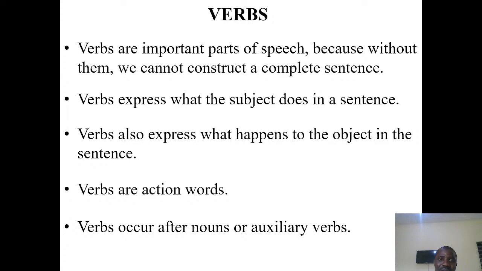Verb occurs after noun or auxiliary verb. So before you say verb, there is always a noun. Or some verbs will always occur after an auxiliary verb. Now, John is here. John is noun, is is verb, here is adverb. So verb always comes after noun. Verb can still come after auxiliary. John is coming here. John, noun; is, auxiliary; coming, verb; here, adverb.